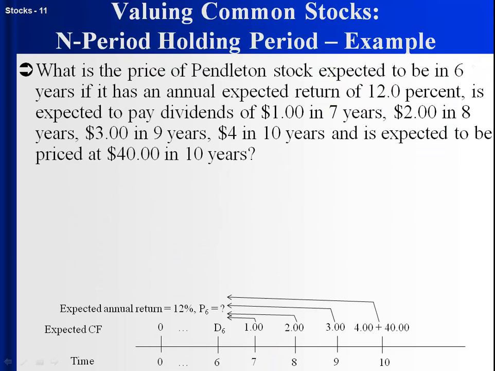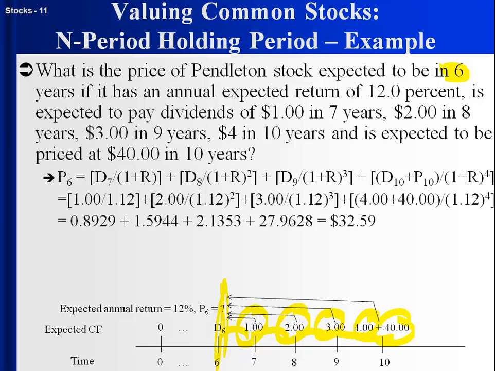What do we expect the price to be in 6 years? Well, now we're in a situation where we get out here, and the next dividend's $1 in a year, $2 in 2, 3 in 3, 4 in 4 plus 40 in 4. And we just discount all those, and we get $32.59. Again, the dollar has a present value of about 89 cents. The $2 worth about $1.59.